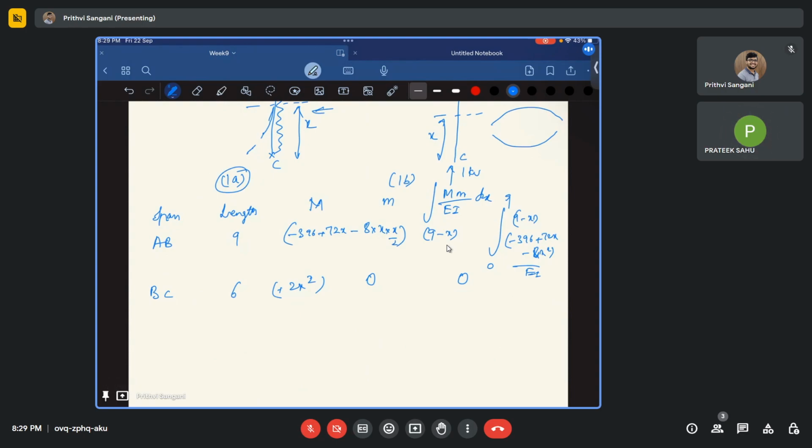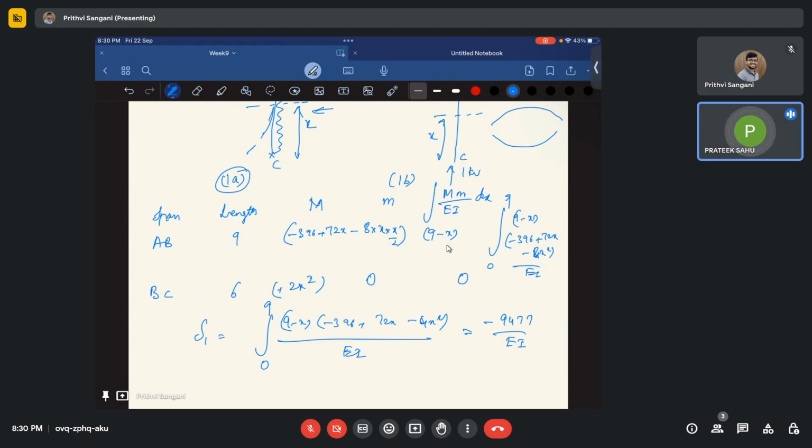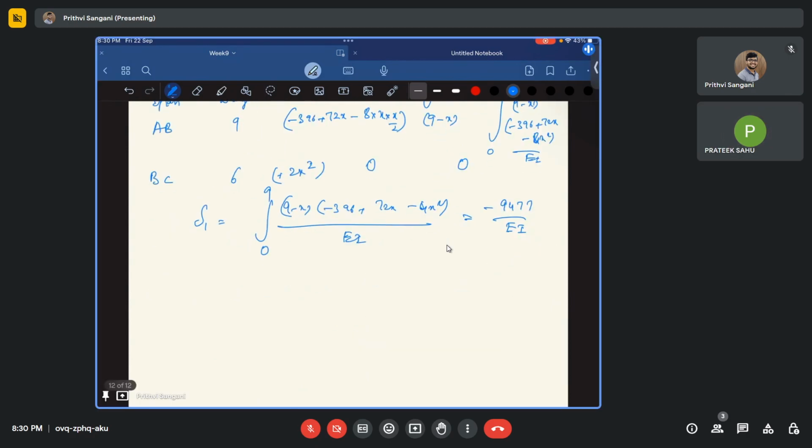So delta 1 is going to be this 9 minus x times minus 396 plus 72x minus 4x squared by EI, from 0 to 9, and this will turn out to be minus 9477 by EI. Okay, so we have obtained the answer as negative, minus 9477. What does it mean? That deflection is downside. Yeah, you're right. So the deflection is downwards.